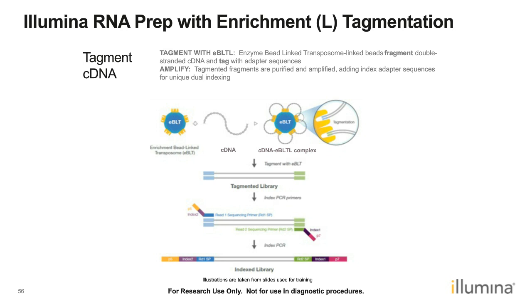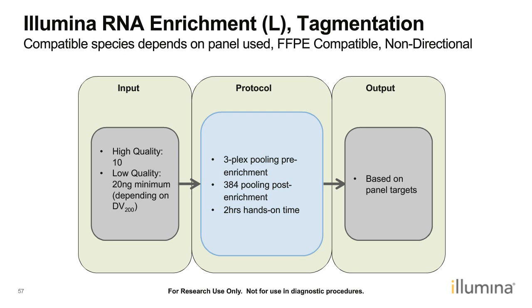This kit requires 10 nanograms if using high-quality material and a minimum of 20 nanograms if using low-quality material, depending on the DV200. It accommodates 3-plex enrichments with a 384 post-enrichment plexity and has a roughly 2-hour hands-on time. Output will depend on the targets of the panel that you're going to be using.